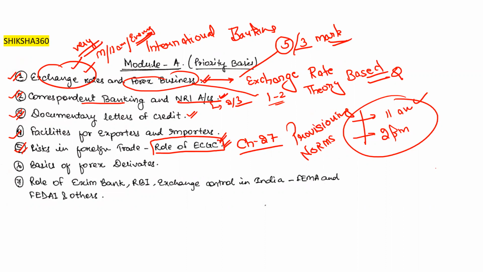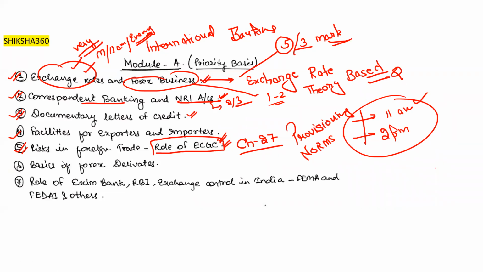Like we can say that we are given a 10 crore loan for exporting 10 crore worth of goods to any country, and the insurance given by the ECGC has 80% coverage. In this type of way they will ask questions in the examination, and we have to discuss that also.